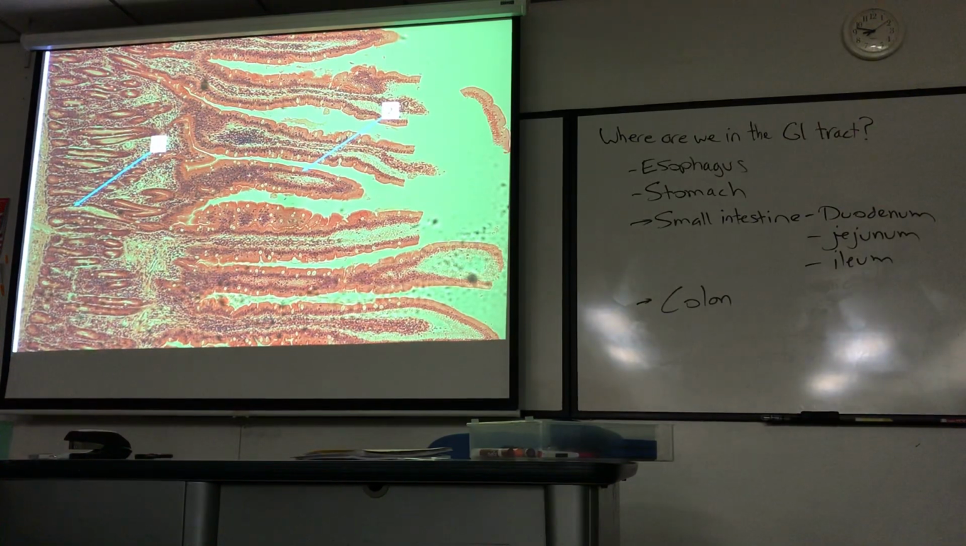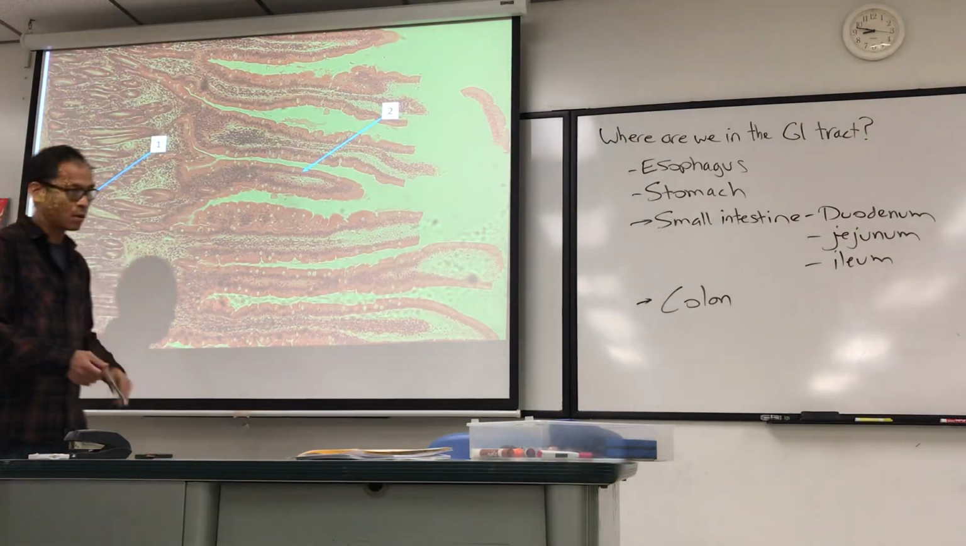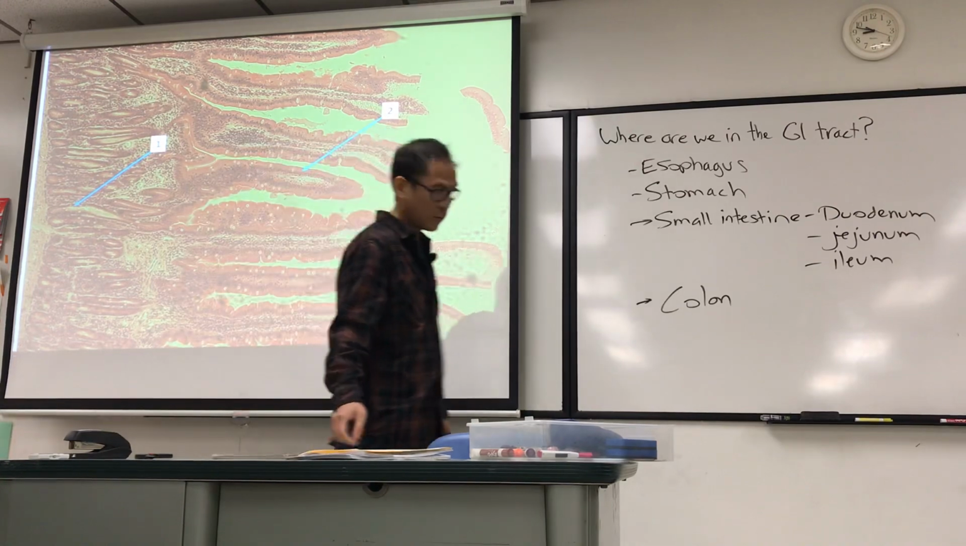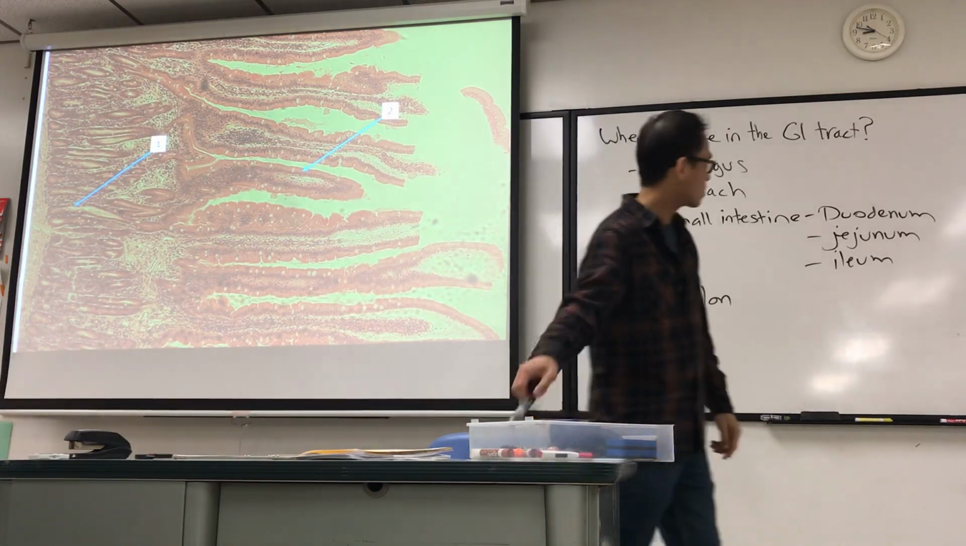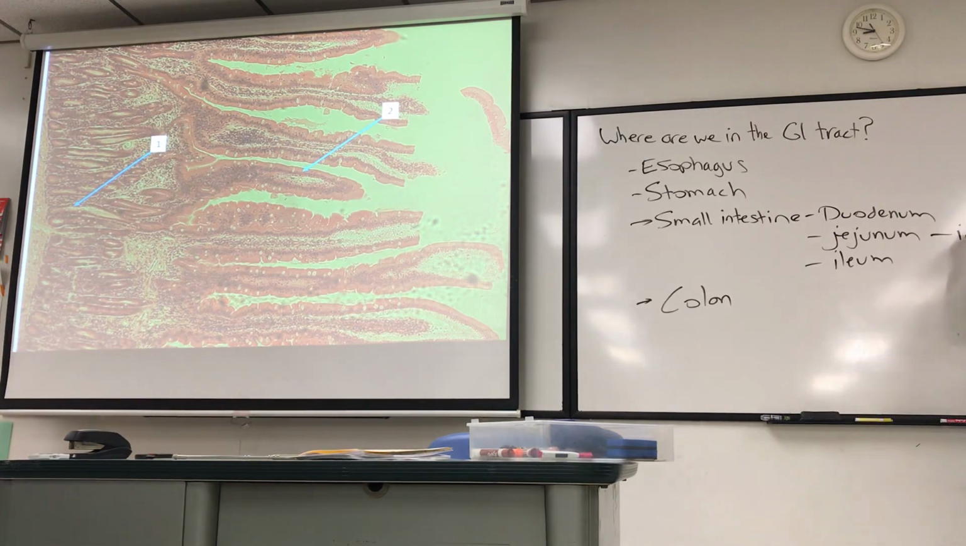Now, there's a fancier name I still use, the crypts of Lieberkühn with Paneth cells. So if you ever see that term on a quiz, I should write that on the board. Crypts of Lieberkühn with Paneth cells. The easier term is intestinal crypts, also known as crypts of Lieberkühn.